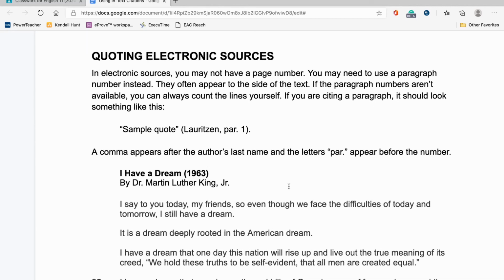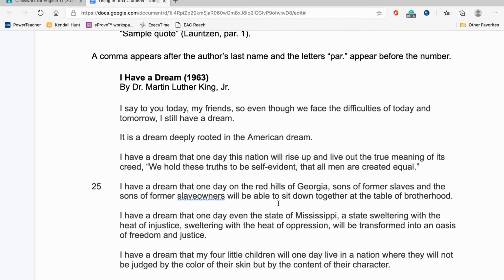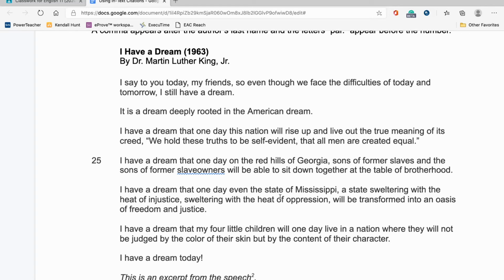Let's look at the next example. Okay, let's say we're quoting an electronic source. This is incredibly common. This is like a news article. This is a specific page on a website. So I went and I found Dr. Martin Luther King Jr.'s I Have a Dream speech. It was on the NAACP website. It's on their website, and I just took an excerpt. An excerpt is just a part of the speech, right?